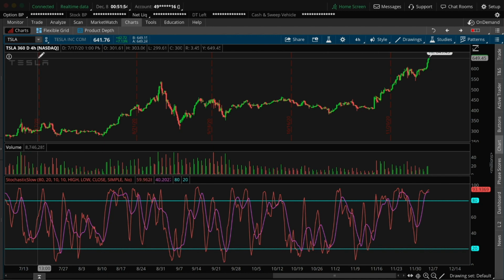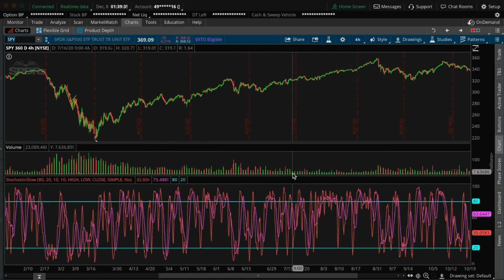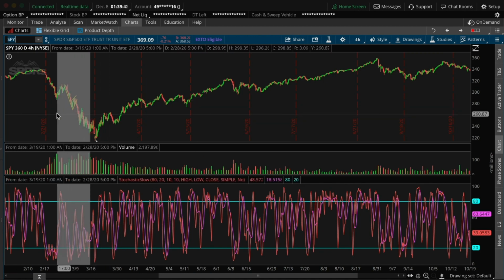A symmetrical triangle occurs when price is consolidating for a move either higher or lower. It does not matter which way the breakout occurs. A great example would be from March on SPY when we saw the first drop due to Corona. Now, let's look at how it was created.